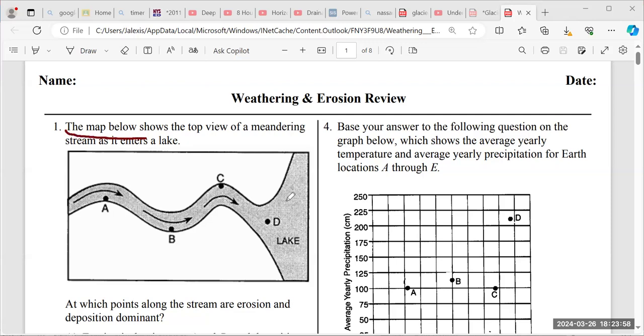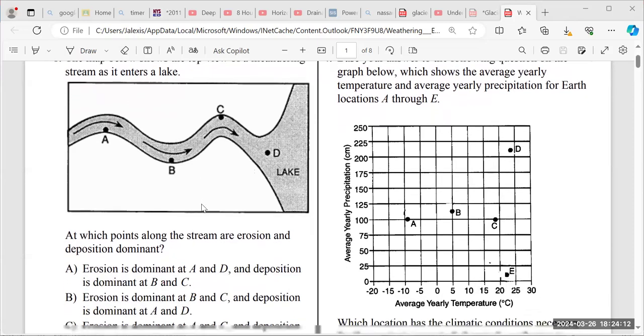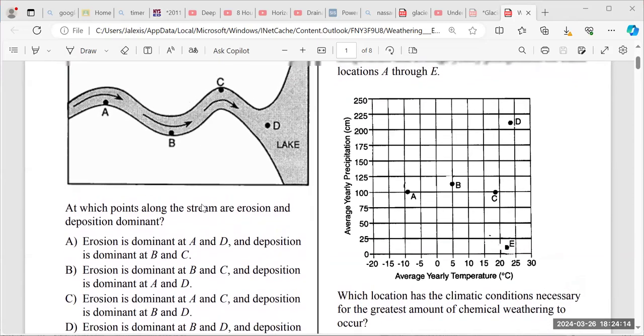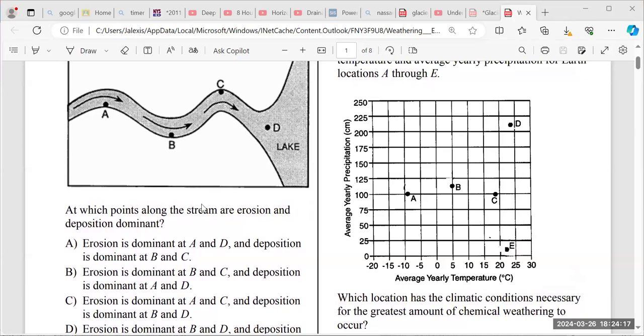The map below shows the top view of a meandering stream, a stream that has curves as it enters a lake. At which point along the stream are erosion and deposition dominant? One of the things we've learned is that locations on the outside of a meandering stream have more erosion taking place. So on the outside of the curve, where B and C are, there is more erosion.